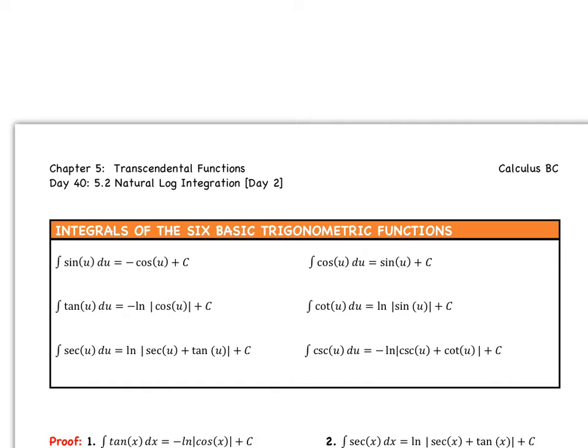So what we're going to do is look at two examples of proving that when you take the integral of the tangent, we end up with negative ln of cosine plus c. And then when we take the integral of secant, we'll end up with the natural log of the absolute value of secant plus tangent plus c. So we're going to go through these two proofs right now.